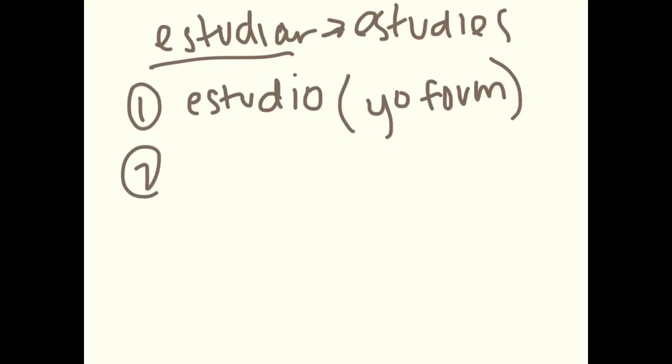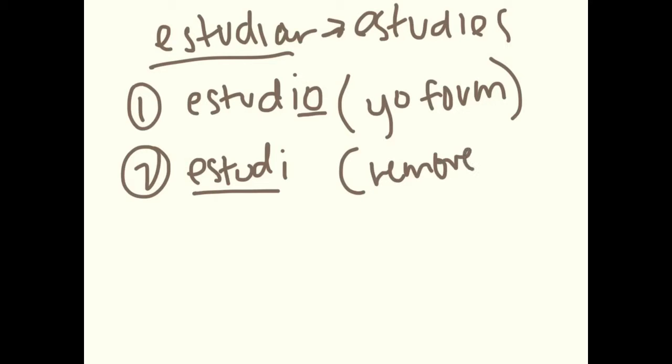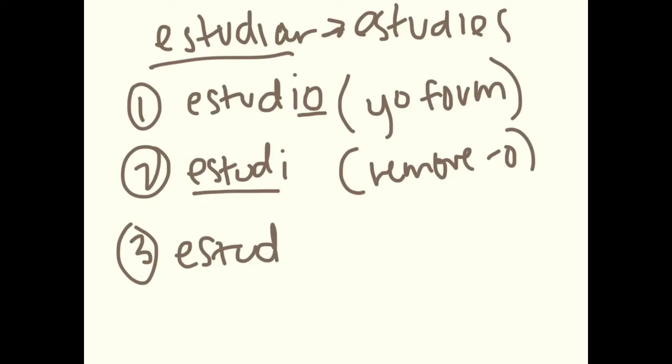Next, we're going to take off this o. So we're going to go estudi. That's all we're going to have right now. Remove the o. Then the third and final step is we're going to have estudi, and then we're going to add the opposite ending for that verb.